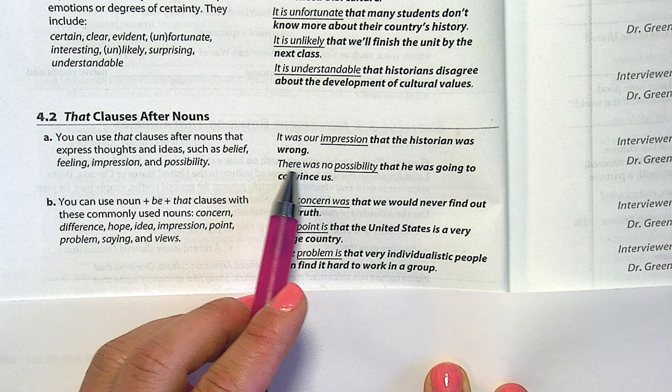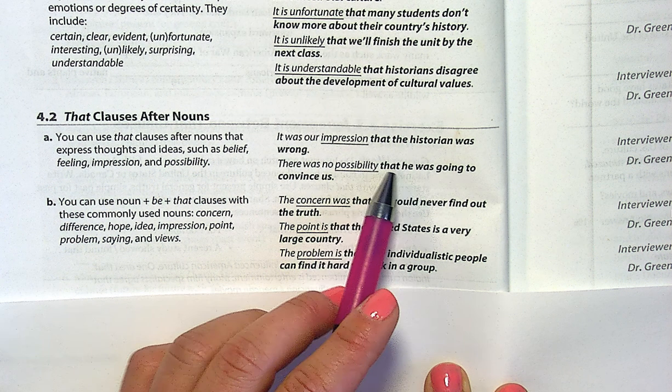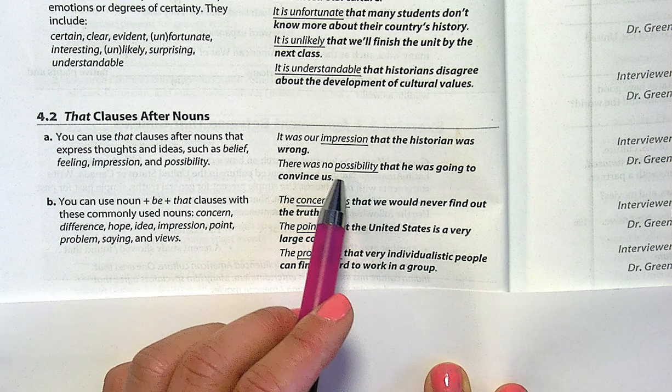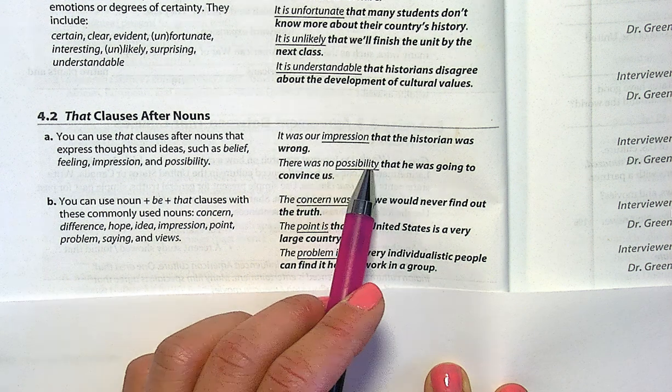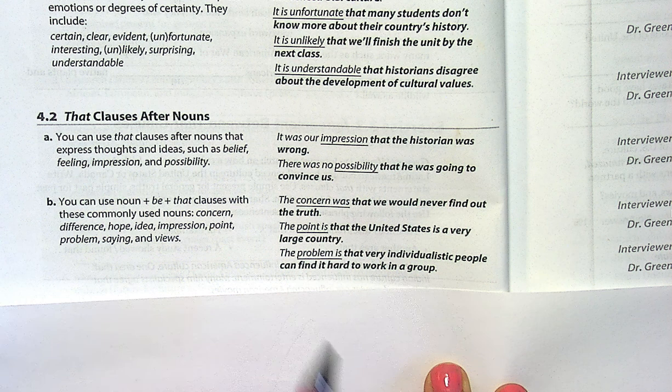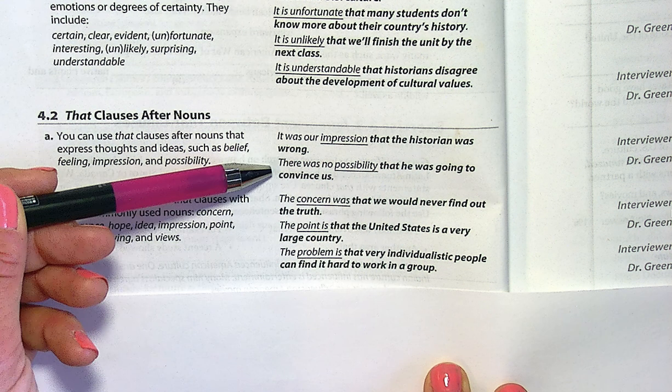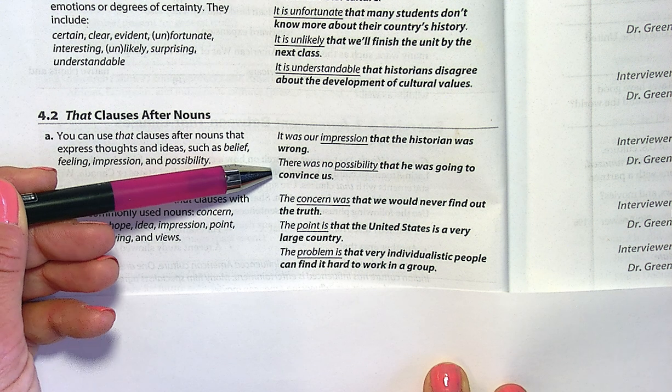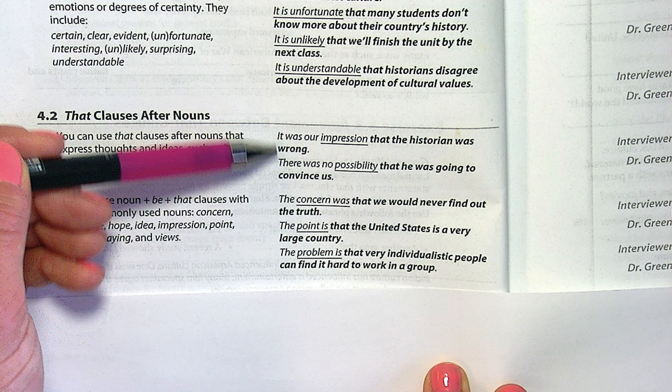"There was no possibility that he was going to convince us." You could say, "It was not possible that he was going to convince us," or you could say, "I don't think that." So again, these are different ways that we can say this.